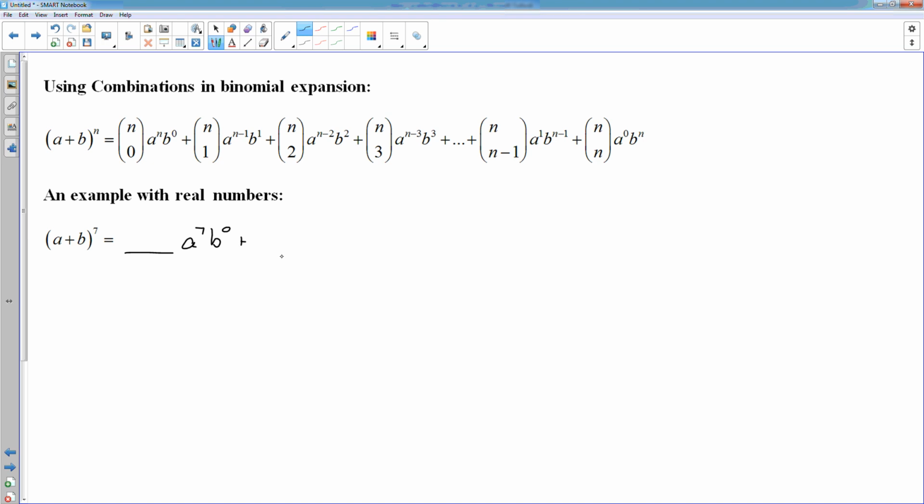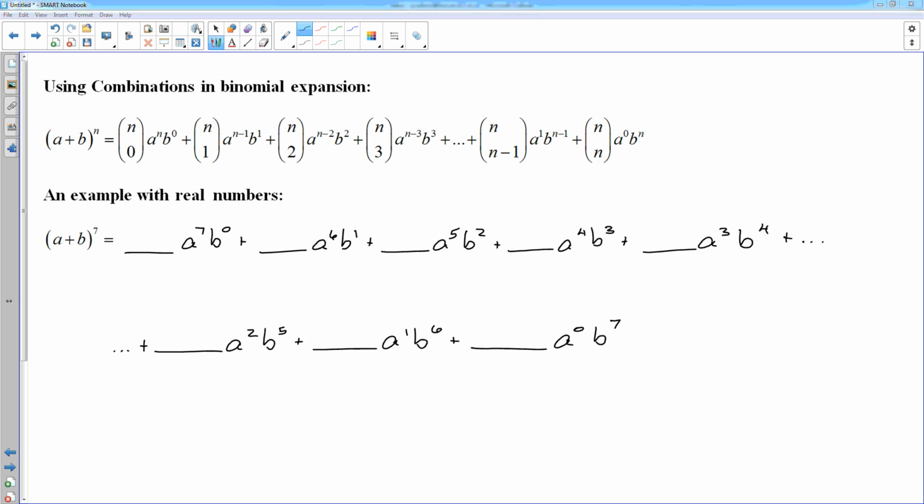And then plus something times, and then my a's go down by 1 and my b's go up by 1. So b to the 1st plus something times, a goes down by 1, b goes up by 1. And then we'll finish that up. There you go. So we start with a to the 7th, b to the 0, then the a's go down and the b's go up until you finish with a to the 0, b to the 7th. And that's what I was trying to show you up here, a to the n, b to the 0, finishing a to the 0, b to the n. Then the coefficients, the numbers that go in front, are combinations.